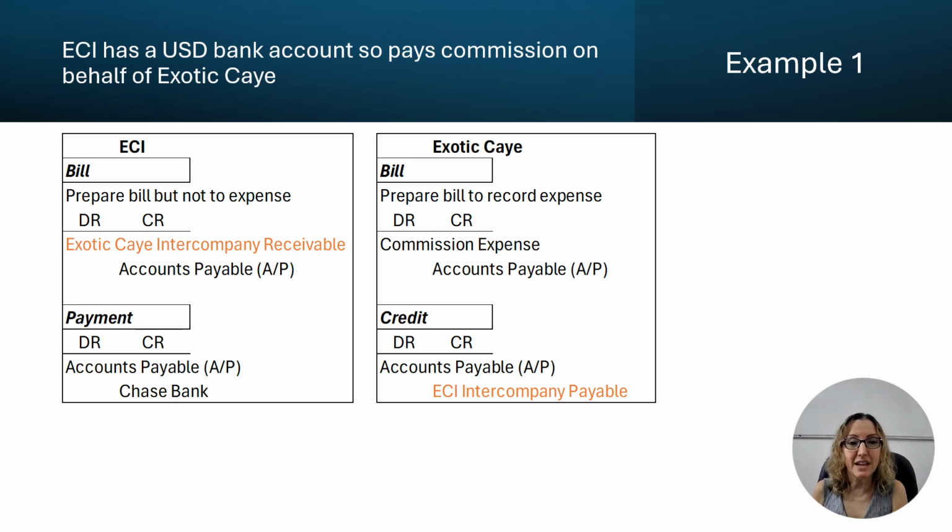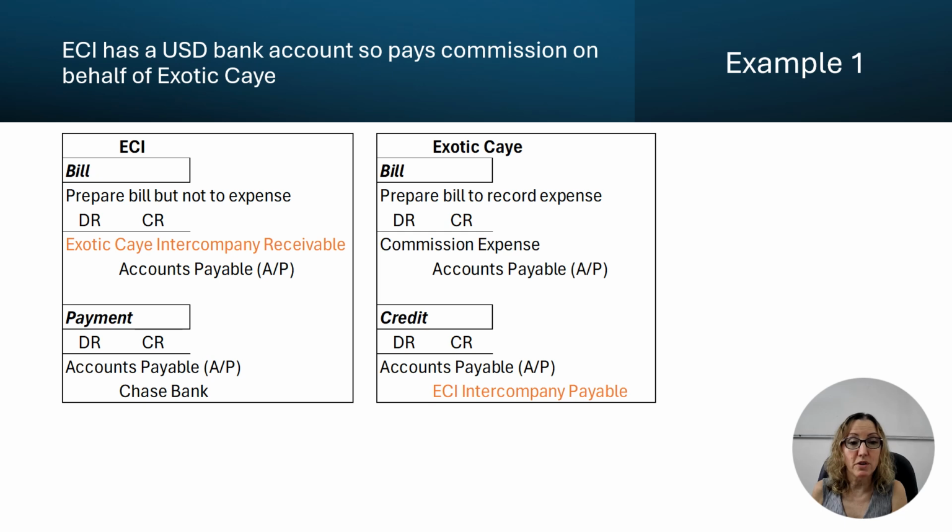So if you look at the Exotic Key chart, like the second box, you could see that bill is debited to commission expense. Whereas the one in ECI, you could see the orange text there for Exotic Key, and that's going to be an Exotic Key intercompany receivable. And because they've paid on behalf of Exotic Key, Exotic Key really owes them money, so that's why it's a receivable. Now, the accounts payable side happens automatically when you're doing a bill in QuickBooks. And then, of course, you can pay it just like you normally do.